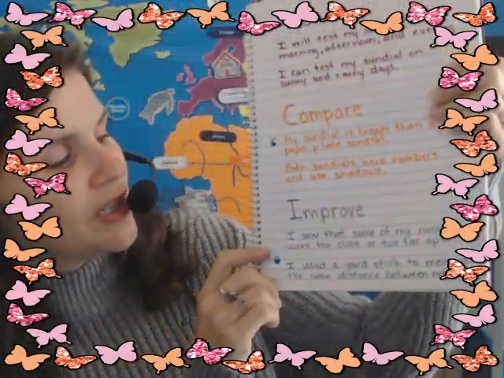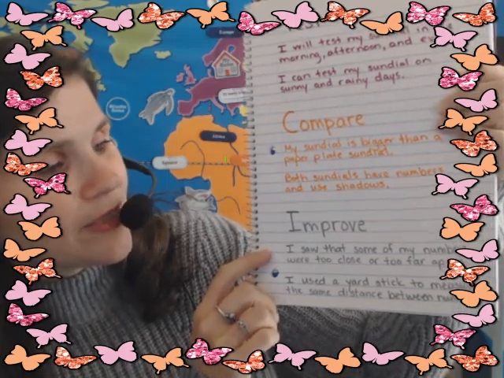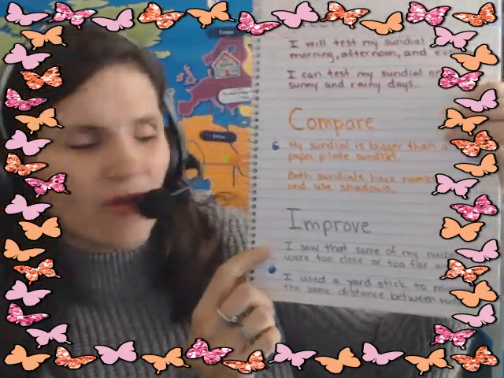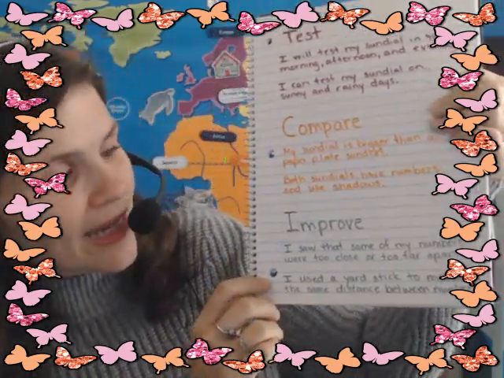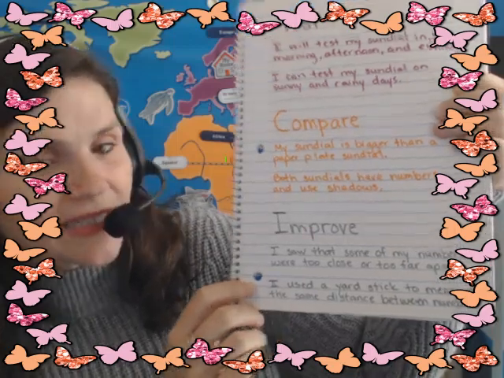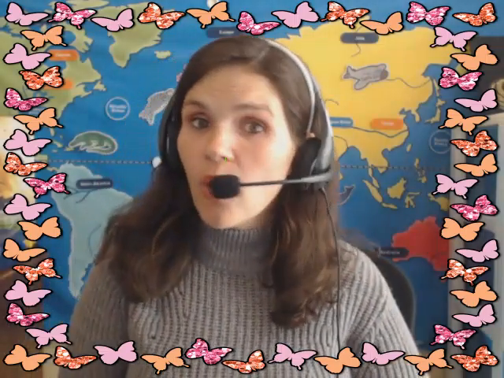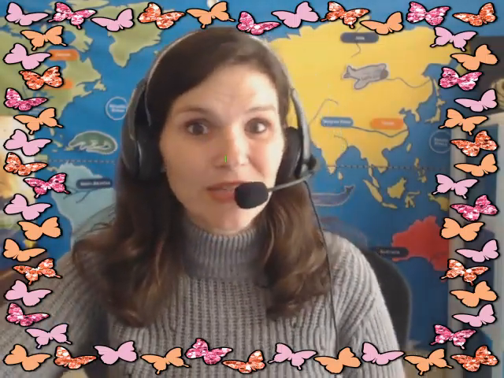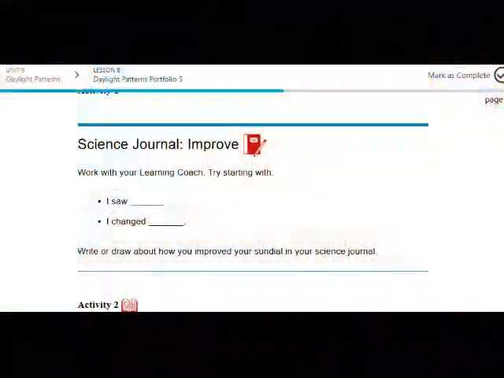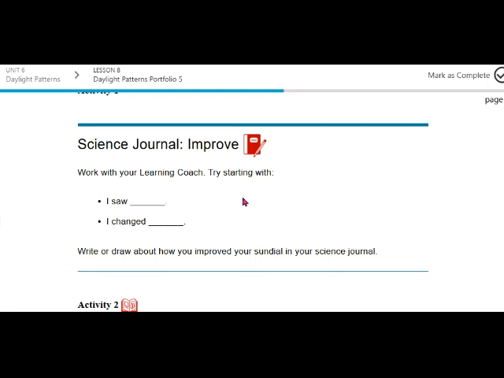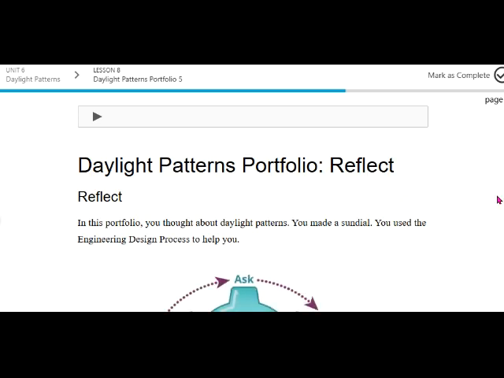Here's my improve section. I saw that some of my numbers were too close or too far apart. I used a yardstick to measure the same distance between numbers. Remember, those numbers need to be an accurate space apart or they won't tell the time correctly when the sun is moving in the sky. So that was my improvement that I recorded in my science journal.